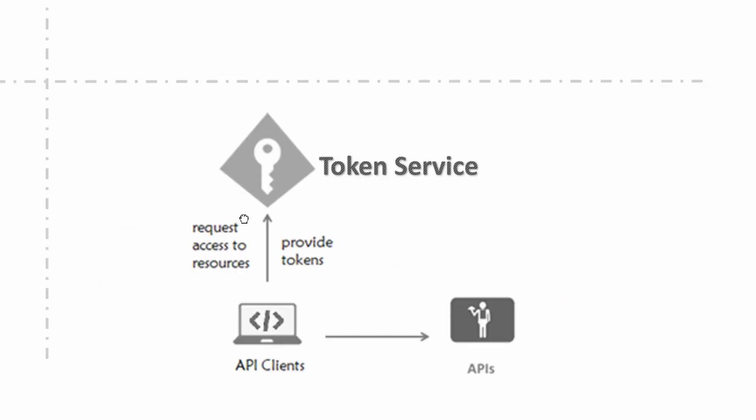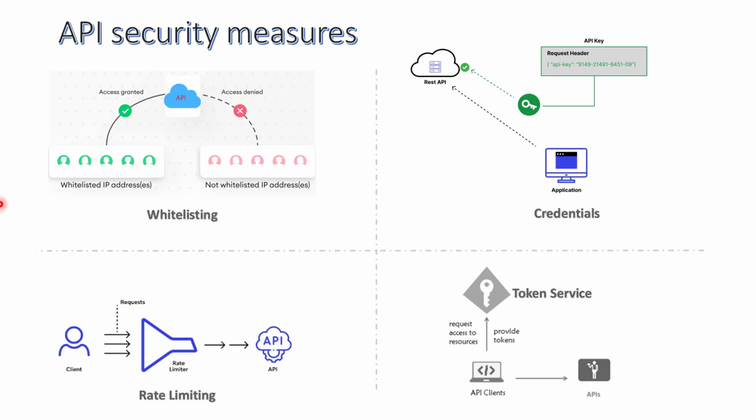And just like credentials, you can use a central token service which the resource servers or the API hosts will use to validate the API clients. So this is like a central token service where if you have some hundreds of APIs and hundreds of clients, you don't need to register client in every API. You can register the client in a token service, and the token service will issue a token, and the API client will use that token to access the resource server, where the resource server will authorize the API client based upon the token. We'll talk about this in the next slides. These are some basic and obvious ways how you can secure your APIs: whitelisting, credentials, rate limiting, and token service.